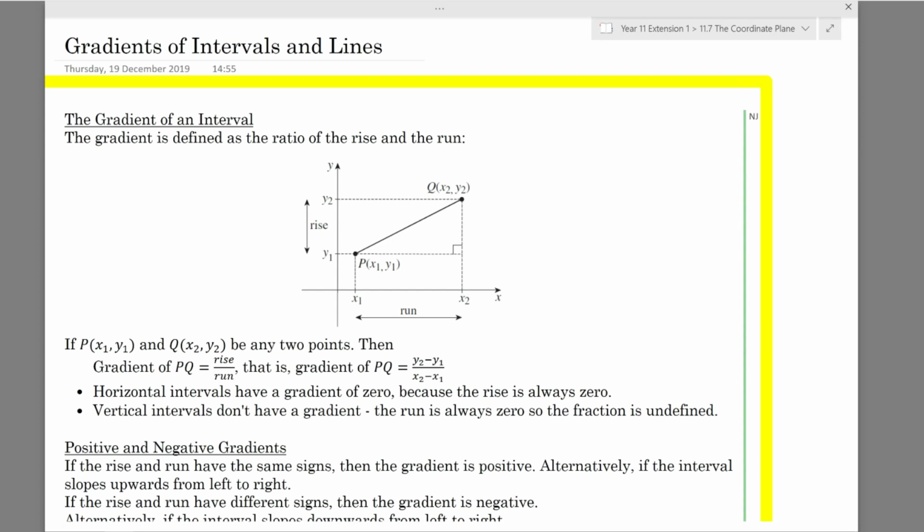So we're looking at gradients of intervals and lines. We'll start off with the easy one, the gradient of an interval. We know the gradient is the rise over the run, as it says right there. So gradient is rise over run. The vertical rise, if we're looking at this picture above, is the difference between the two y values, y2 minus y1. Let's say this point Q is, I don't know, 3, 5.